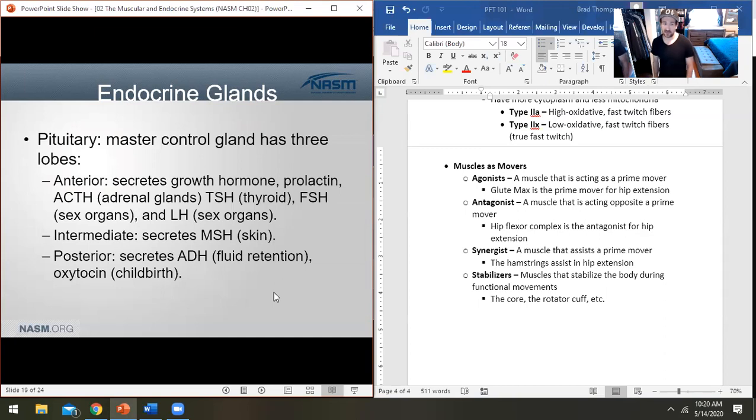So your pituitary gland has these different lobes on it. One of the things that it makes is what's called TSH. That's thyroid stimulating hormone. And so thyroid stimulating hormone triggers your thyroid to produce growth hormone, right? And then you've got things like your adrenal glands, right? Your pituitary gland is going to produce a hormone that is going to stimulate the production of your adrenaline.